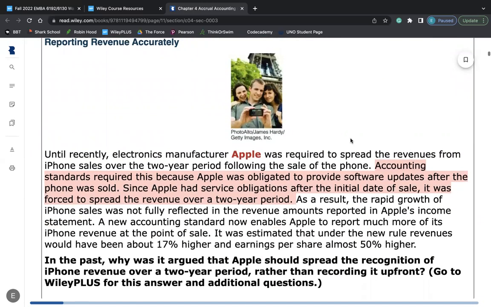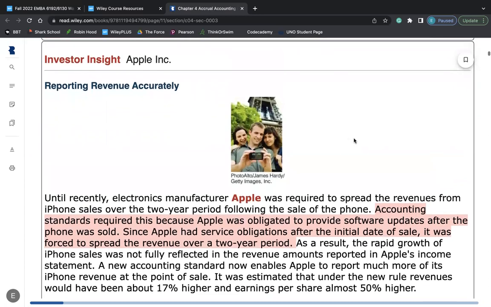All right, we've got a real life example here, investor insight.